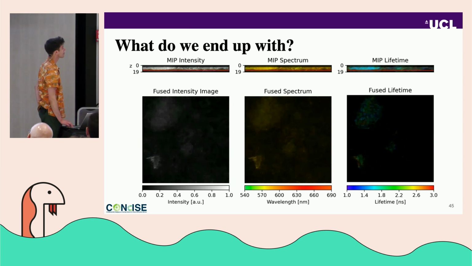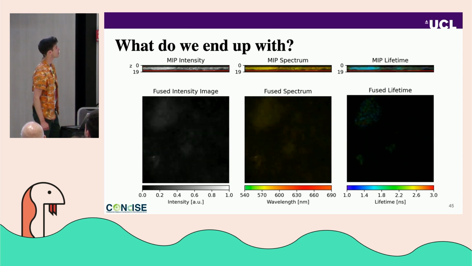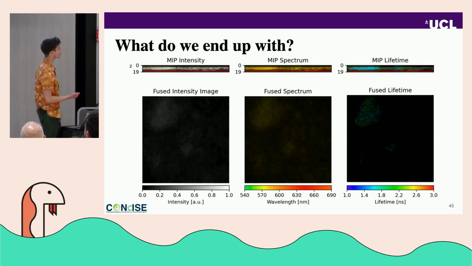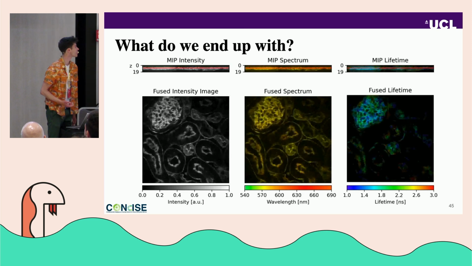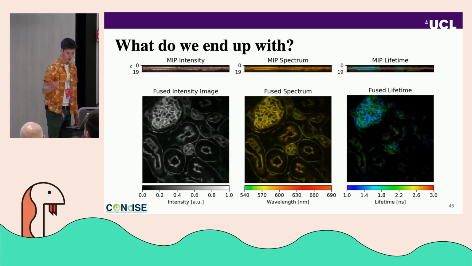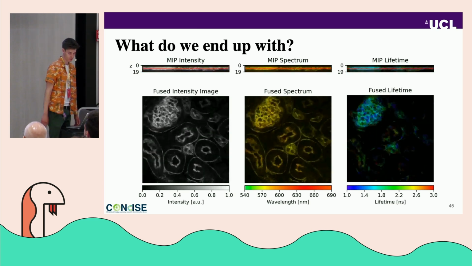So at the end, when you optimize that, you get this tensor. So it's high resolution in everything, in spectrum, in time, and of course in intensity as in the beginning. And you have these 20 Zs, 20 slices that you can look at in very high resolution.